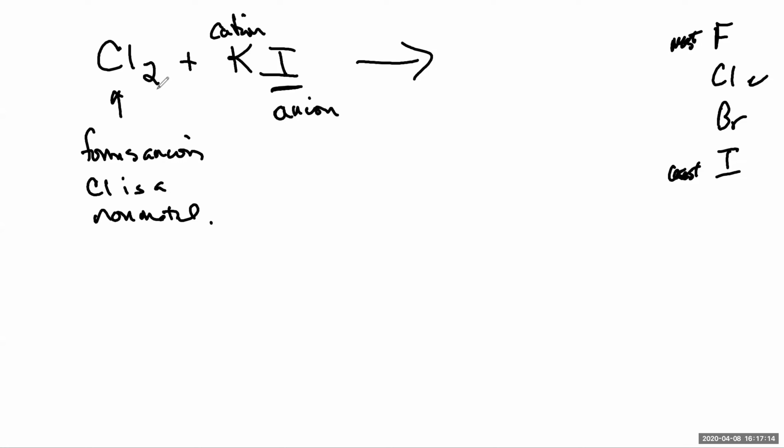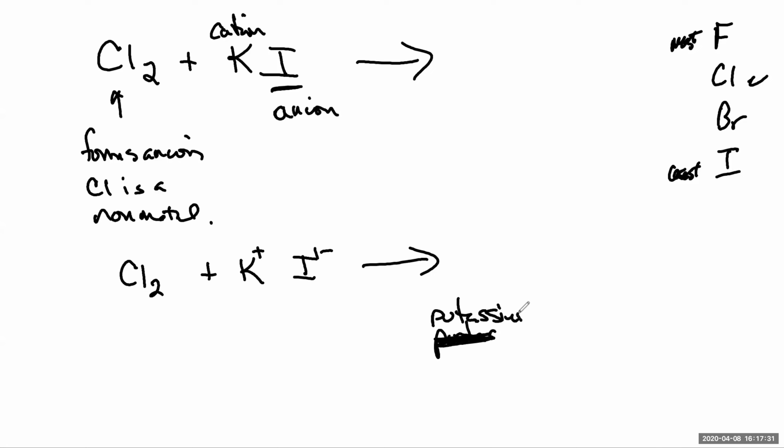So what's going to happen here is I'm going to take chlorine, and right now I have potassium and iodide ions, and the potassium is going to go with the chloride, so I'm going to end up with potassium chloride plus iodine. So the chlorine and the iodine are going to switch places. Potassium is 1+ and chlorine is 1-.